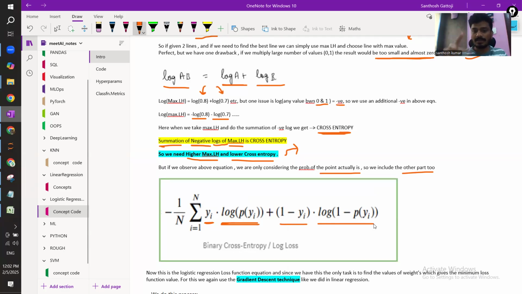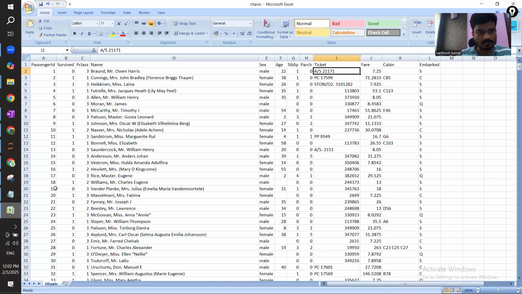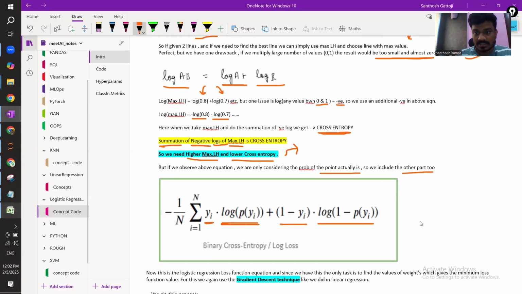That plus this, both, and you are doing the average. Anyhow you're using the minus. Here you are having this minus, and we take one by the number of points because we are doing the average loss. This is the average loss, here from 1 to n. In this case, it will be 1 to 892. So this is the loss.